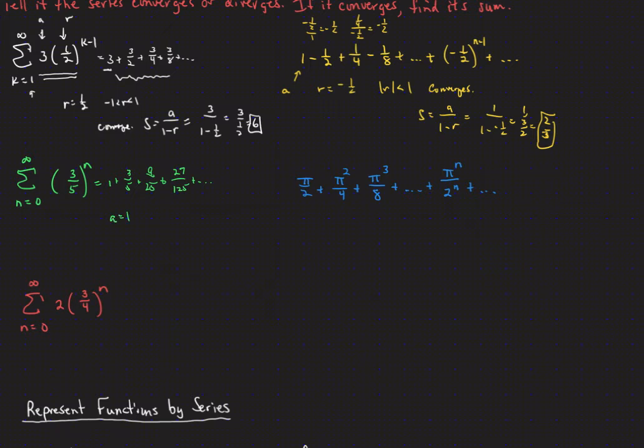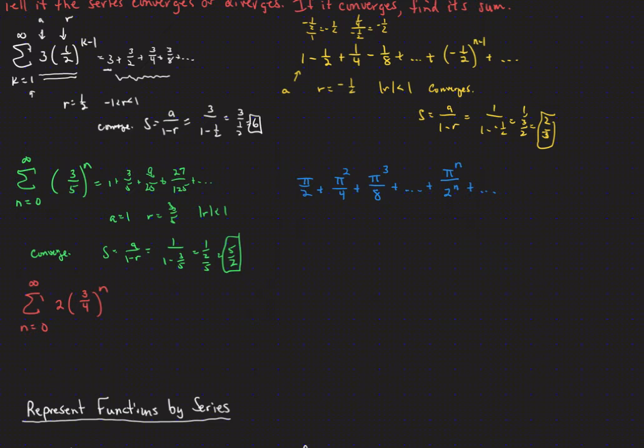Our a is 1, our r is 3/5, and because 3/5 is indeed less than 1, we know it will converge. And because it's geometric, we know it's going to converge to a over 1 minus r. That's going to be 1 over 1 minus 3/5, which is 1 over 2/5, which is going to be 5/2 or 2.5.